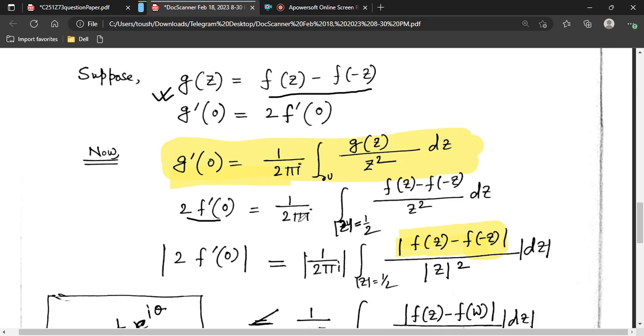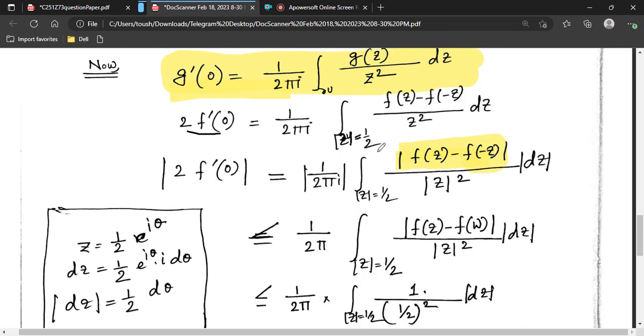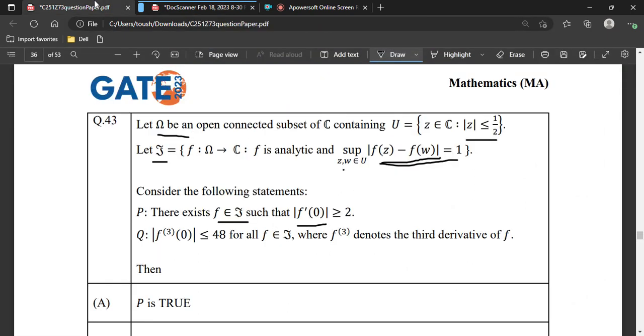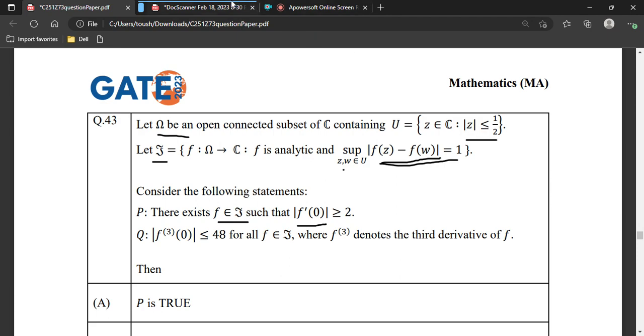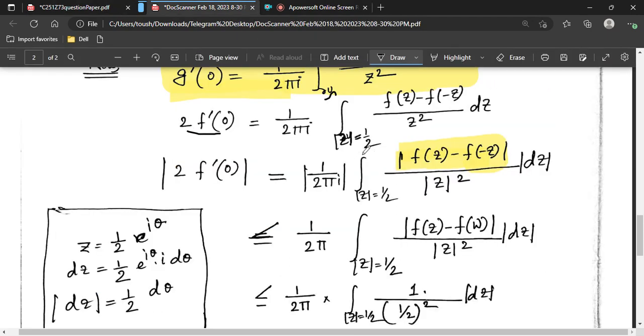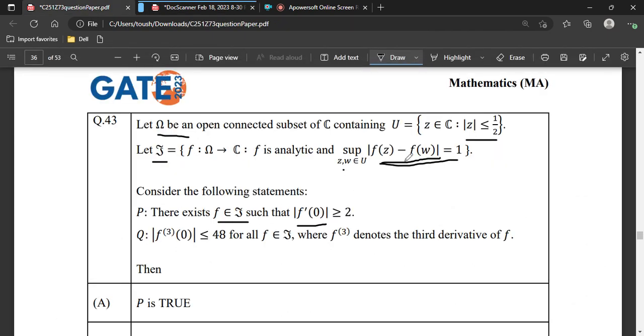Now take the modulus on both sides. The modulus will go into each term: mod g(z) by mod z square, over the boundary of U. U is the closed disk of radius half, so on the boundary of U, mod z equals half. Taking the modulus on both sides, we get mod of f(z) minus f(minus z). What is the supremum value of this? The supremum value of this is 1.